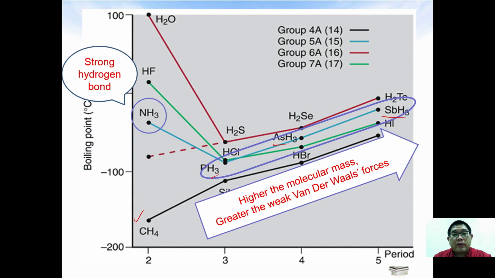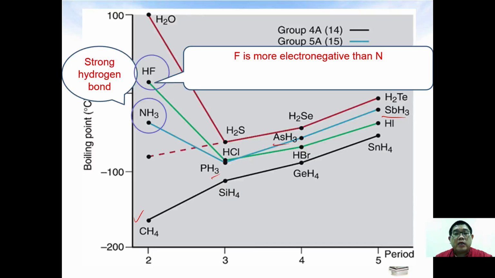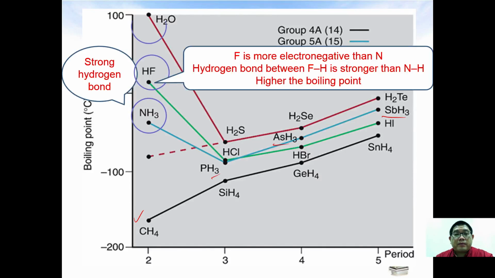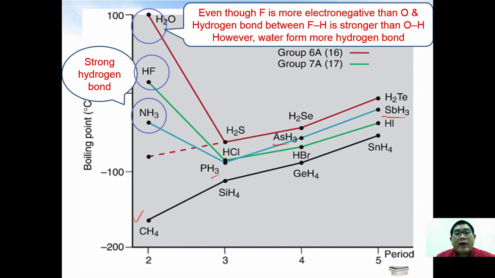This is because ammonia can form hydrogen bonds between its molecules. As a result, it has a higher boiling point compared to other group 15 hydrides. Now, if you compare the hydrogen bonds, hydrogen fluoride has a stronger hydrogen bond compared to ammonia because F is more electronegative than N. So the hydrogen bond between F-H is stronger than N-H. As a result, it has a higher boiling point. As for H2O, H2O has the highest boiling point even though F is more electronegative than O and the hydrogen bond between F-H is stronger than O-H. However, water forms more hydrogen bonds compared to hydrogen fluoride, so it has stronger overall hydrogen bonding.